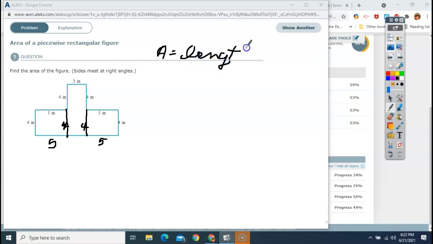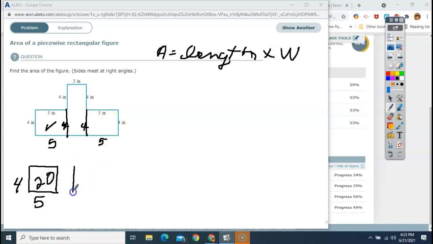So basically, if I look at the area of each rectangle, area is length times width. I'm just going to put W. So I have a 4 times a 5. It's not going to ask me for a perimeter. So right now I have a rectangle that has a 4 and a 5 right here. So that's 20. 4 times 5 is 20. Then I have another one just like that right here. So that's 4 times 5, which is also 20.